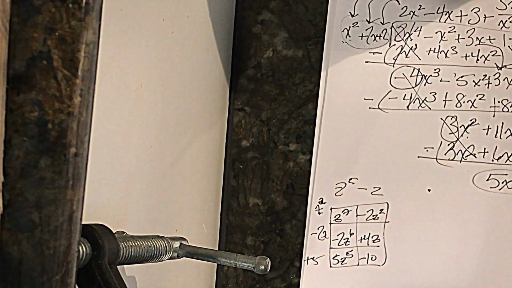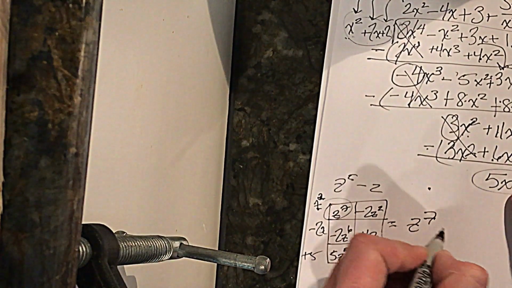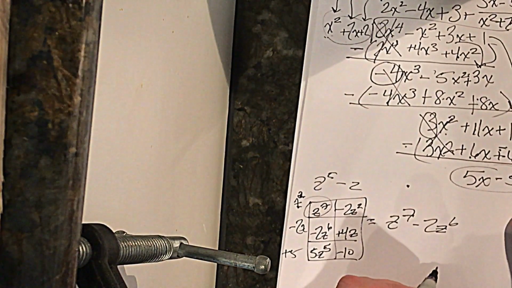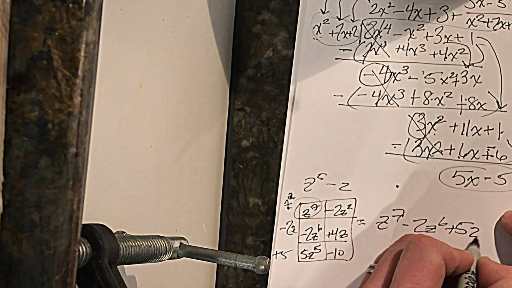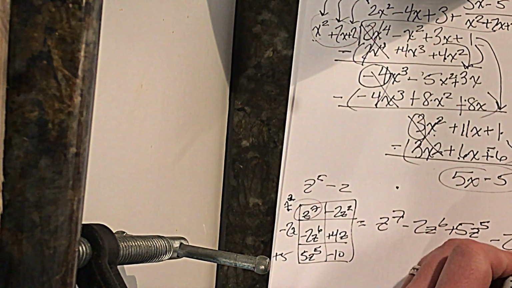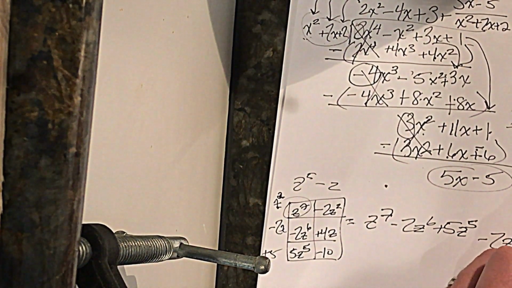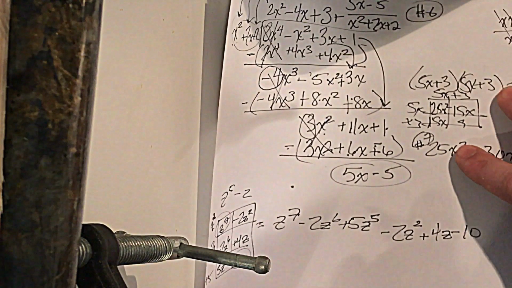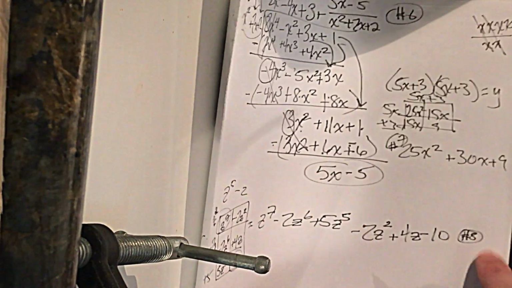All right, so let's add everything up here for number 8. Altogether, number 8, z to the 7th minus 2z to the 6th plus 5z to the 5th minus 2z squared plus 4z minus 10. All right, so this whole equation turns into your number 8 there.